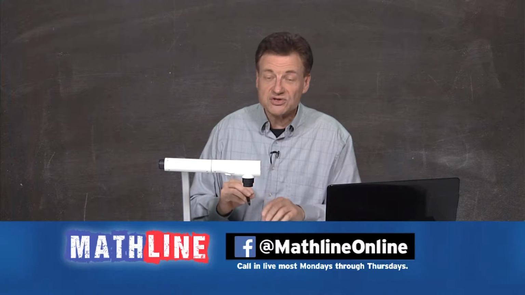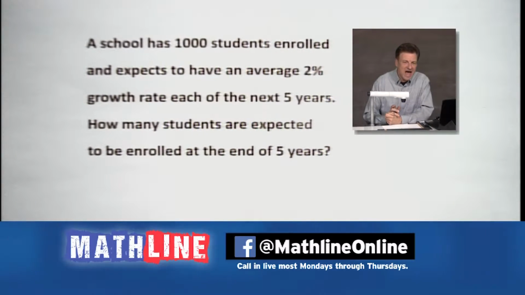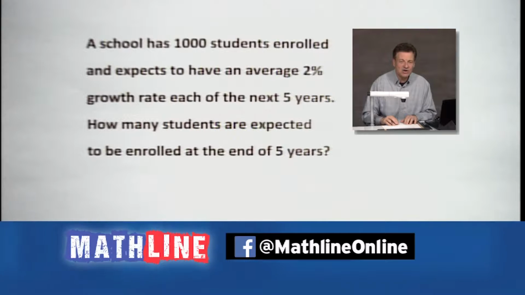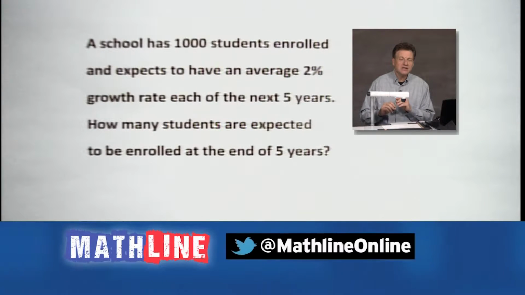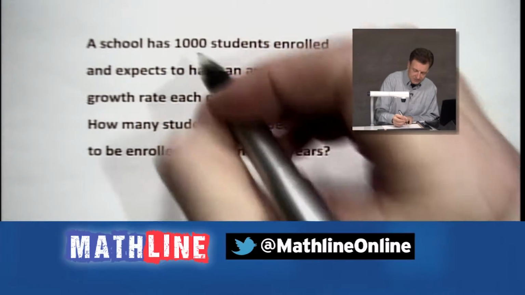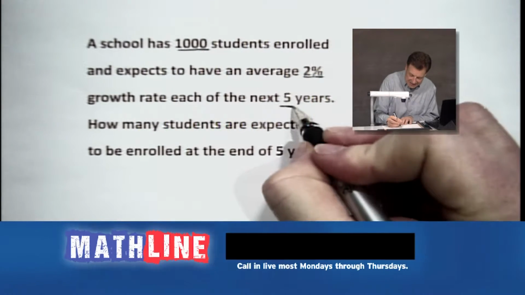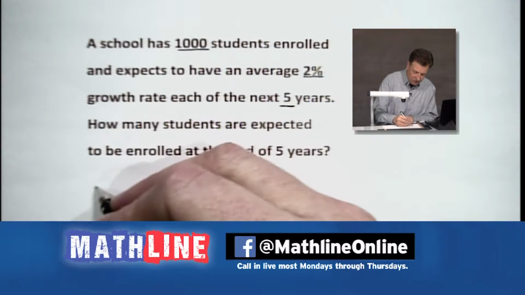But populations also. Let's take a look at a population situation. It says the school has 1,000 students enrolled and expects to have an average 2% growth rate each of the next 5 years. Wow. How many students are expected to be enrolled at the end of 5 years? We're going to talk about some semantics here at the very end, but for right now, here's what's important. We've got 1,000, we've got a rate, we've got a time. And you know what? We have a formula.